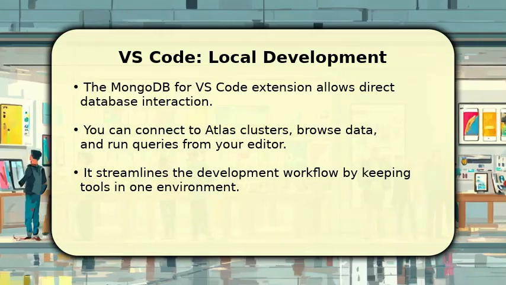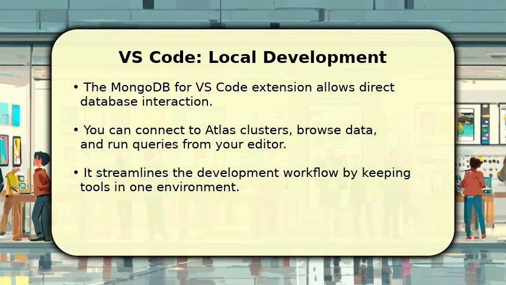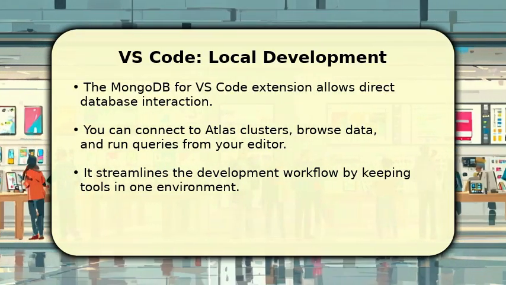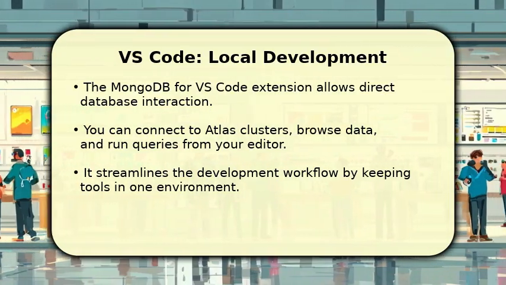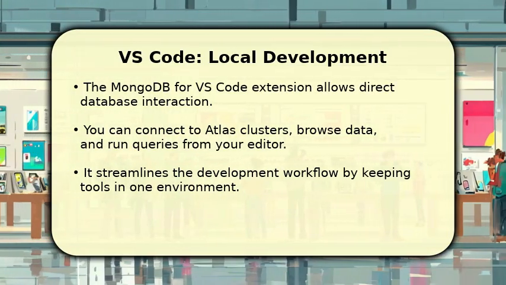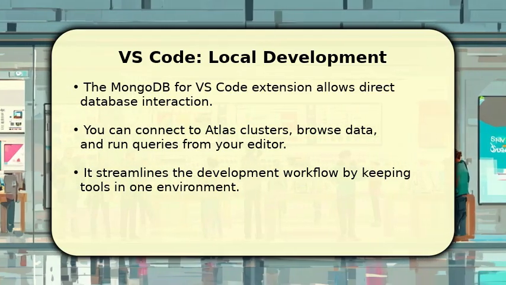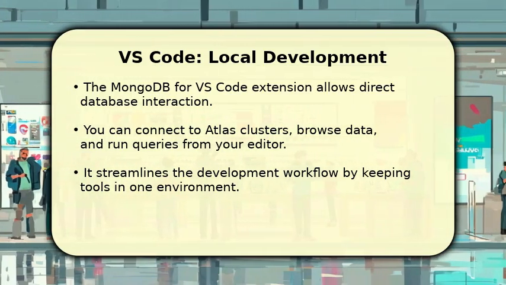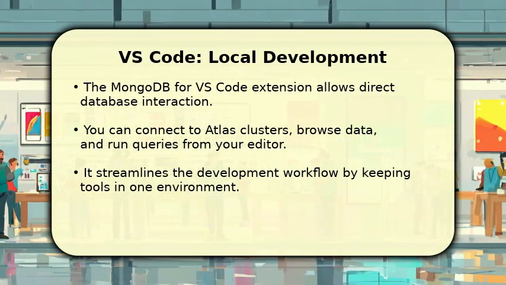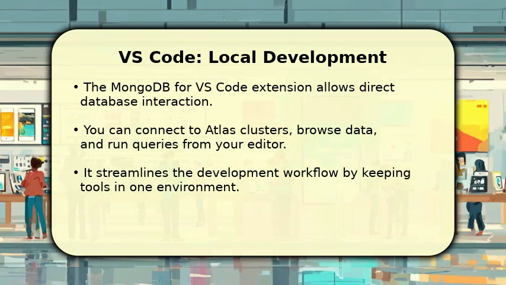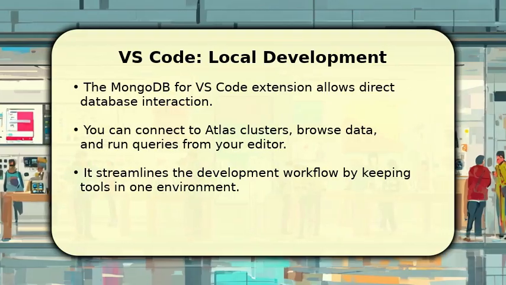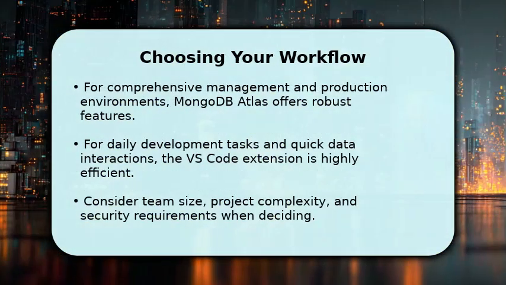On the other hand, the MongoDB for VS Code extension brings your database right into your development environment. This powerful tool allows you to connect directly to your Atlas clusters, browse your data, and run queries without ever leaving your editor. It significantly streamlines your development workflow, keeping all your essential tools in one place. You can easily create, edit, and delete documents and collections, making daily data interactions incredibly efficient and integrated into your coding process. So, which is better?